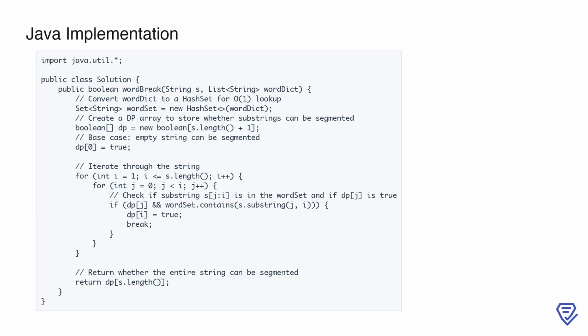HashSet for efficient lookups. The solution builds a Boolean dp array where dp[i] indicates whether the substring s[0:i] can be segmented. The final result is stored in dp[s.length].